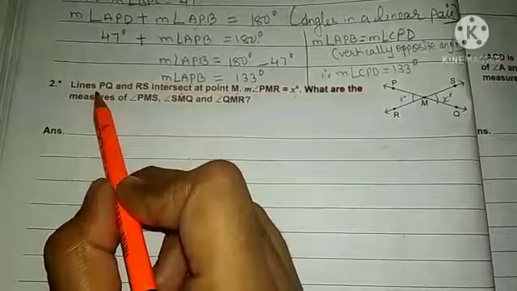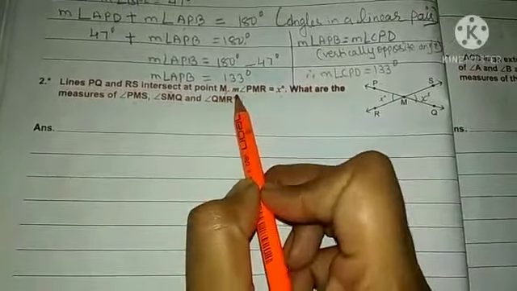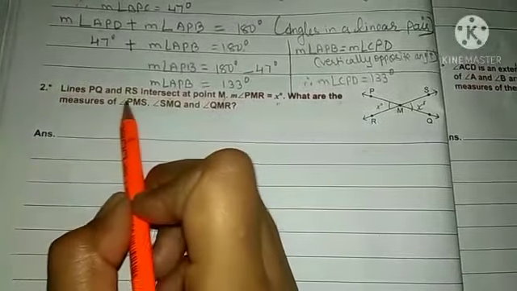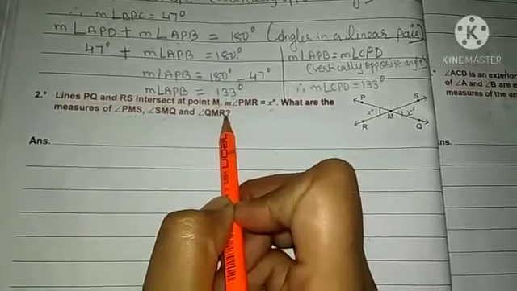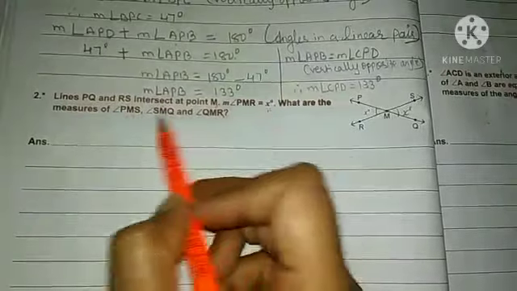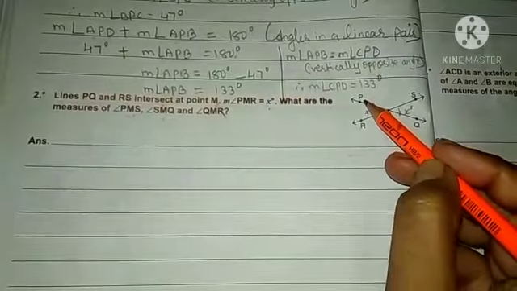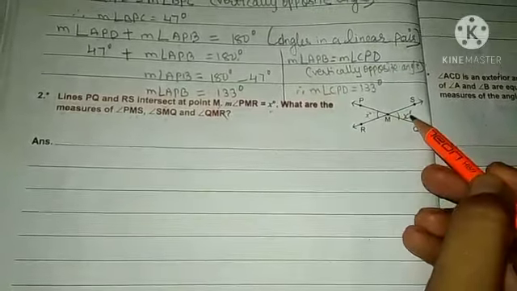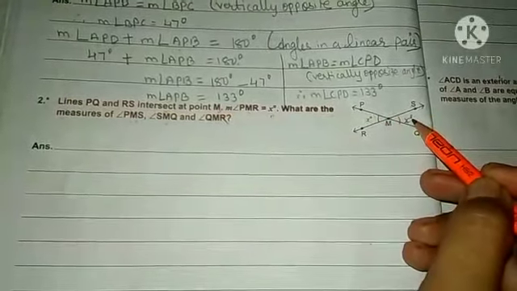Student, question number 2. Lines PQ and RS intersect at point M. Measure of angle PMR is x degree. What are the measure of angle PMS, angle SMQ and angle QMR? Now here the measure of angle PMR is given, that is x. We have to find out the remaining 3 angles. Now tell me, student, if measure of angle PMR is x degree, what will be the measure of angle SMQ? That is x degree. Why? Because both the angles are vertically opposite angle.